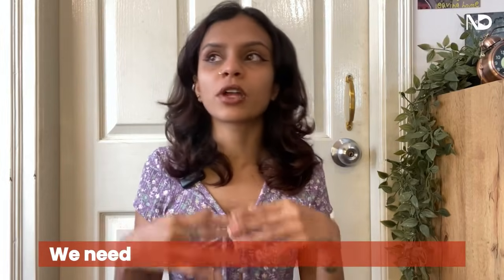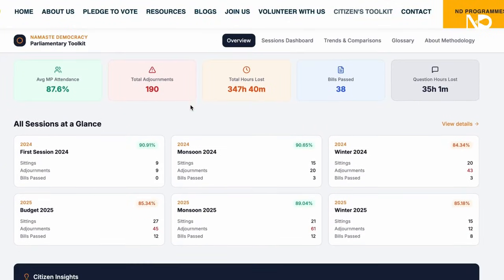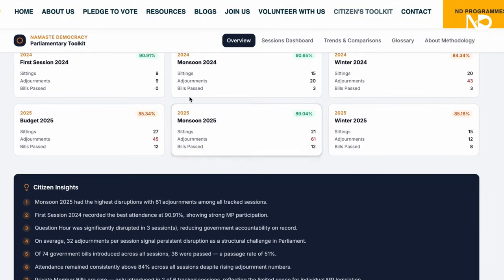So when you check out our Parliamentary Toolkit or watch the parliamentary sessions on Sansad TV, you yourself can analyze its functioning and hopefully sift through the political rhetoric. You can actually hold each MP, each party, each functionary responsible, not to outrage, but to vehemently demand accountability and work.